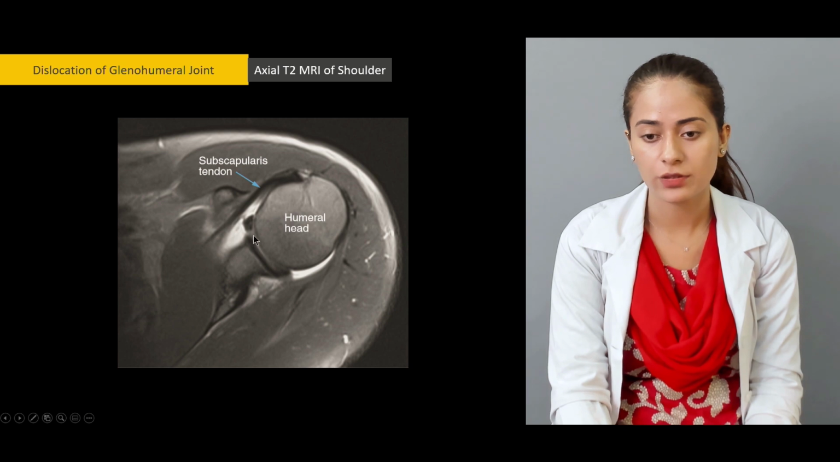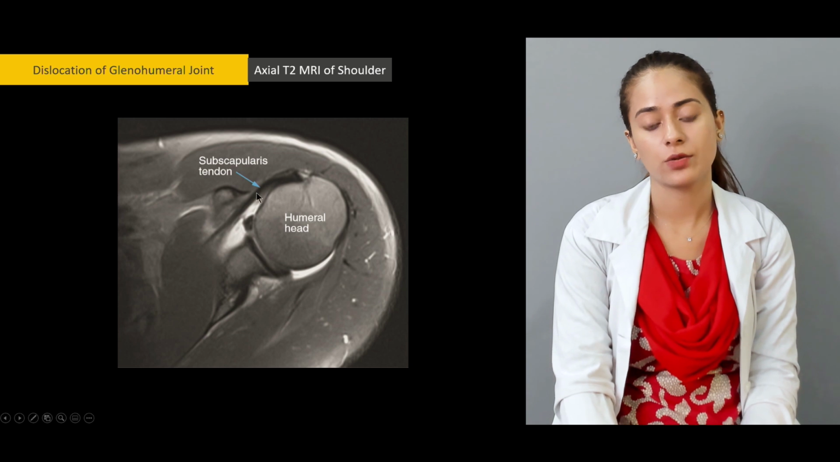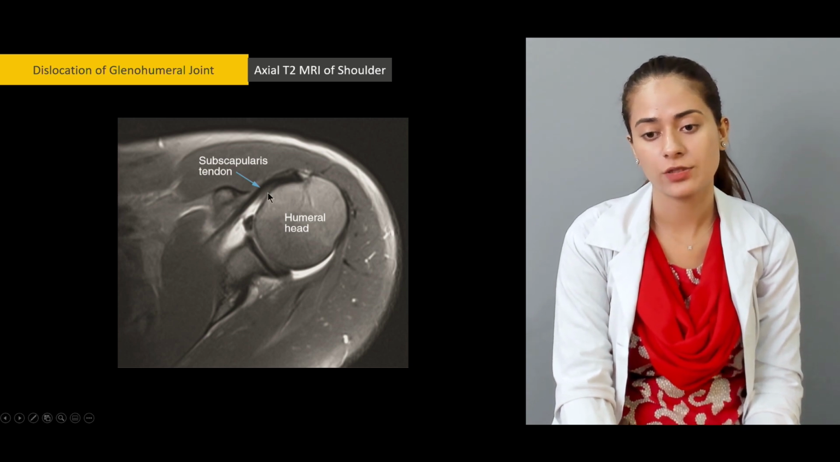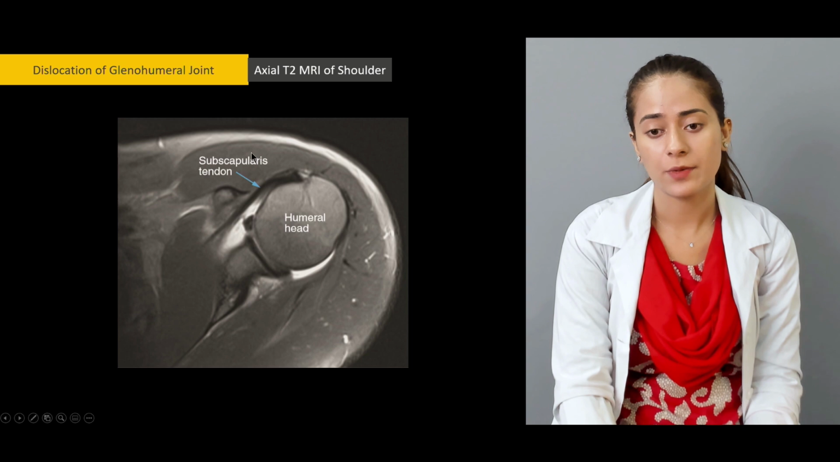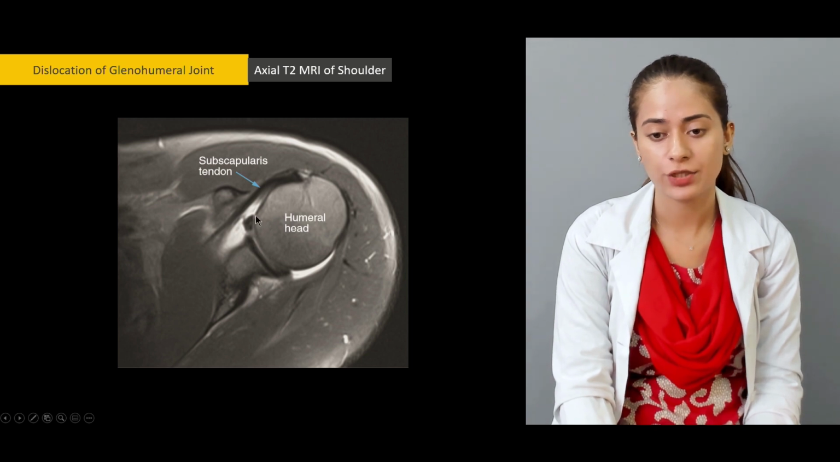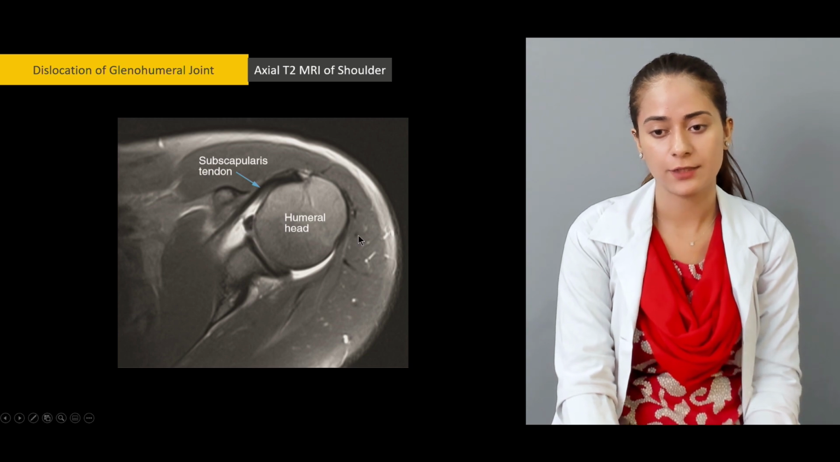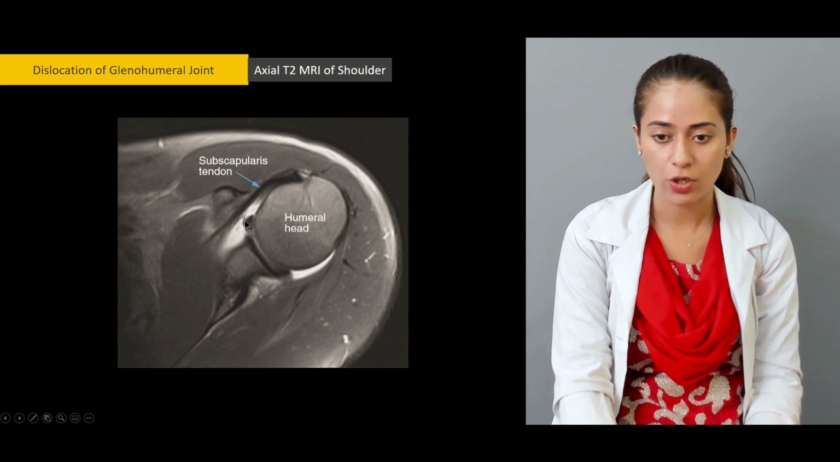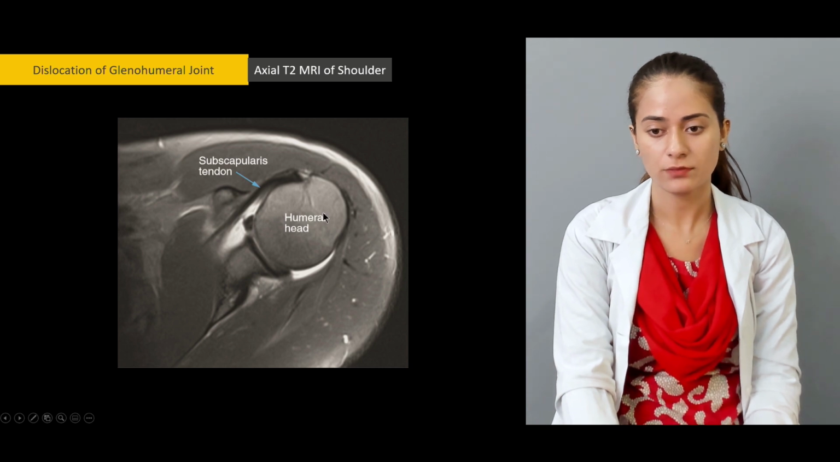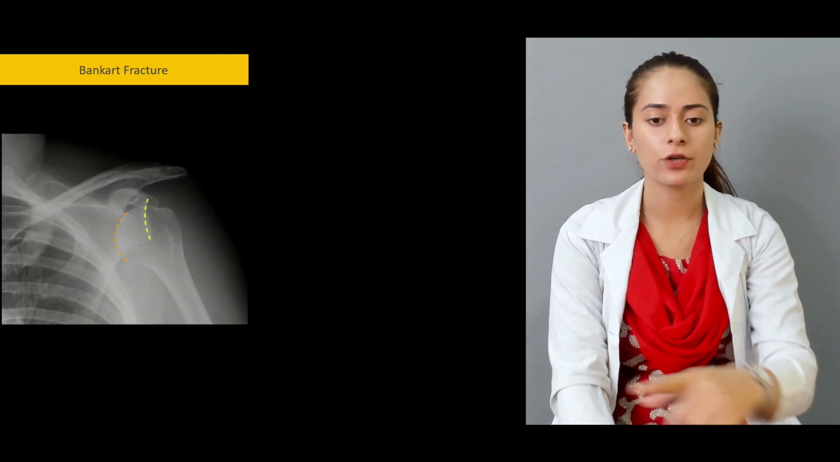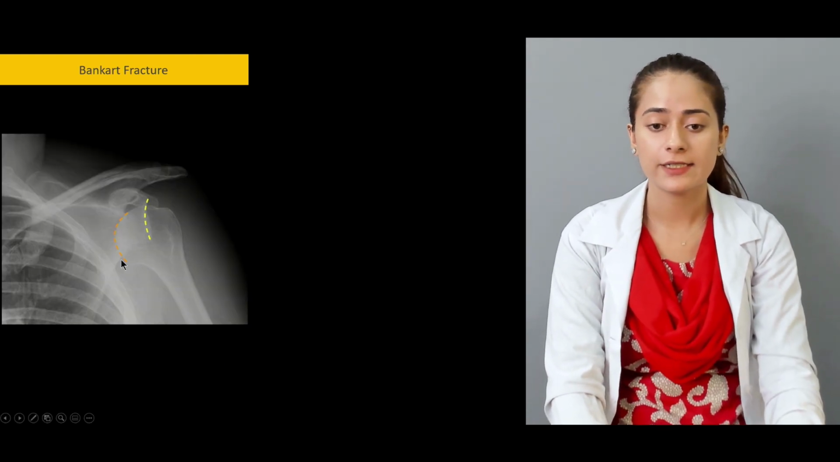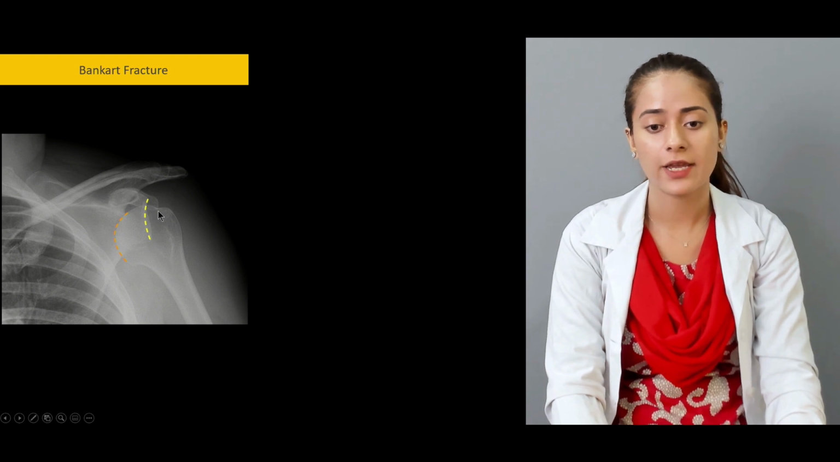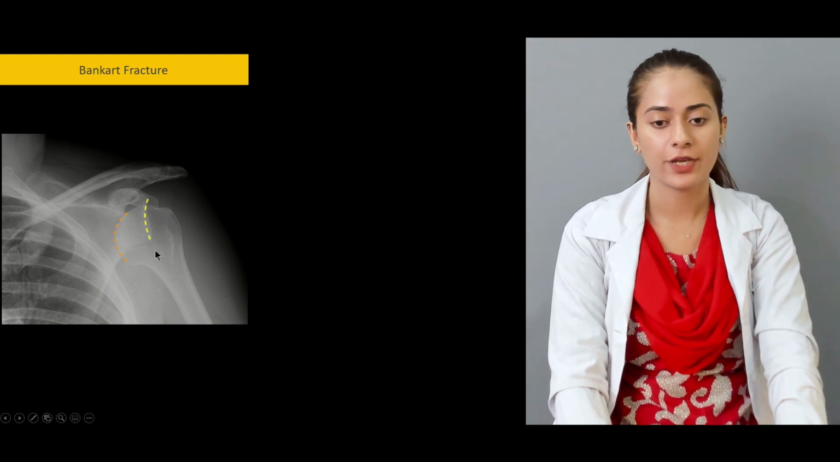So this cortical bone is these margins. The bone margins are the cortical bone, which is black, so it's T2, and this is the subscapularis tendon. And here we can see a rupture of this tendon, the bursa, and on top of this is the rupture. So Bankart fracture, this is what I was talking about earlier. So this is the dislocation. So this is again an anterior-inferior dislocation of the humeral head.